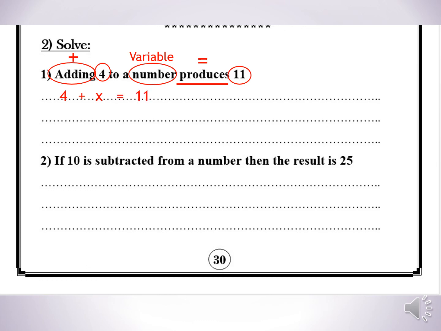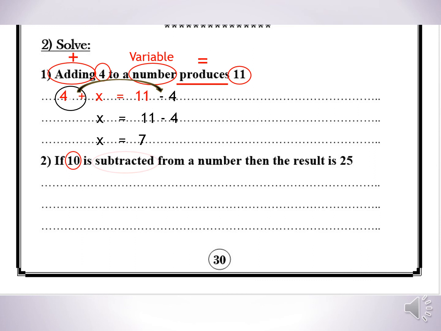So I change it now to an equation. And then I will solve it. Send 4 to the other side with the opposite sign, so it will be minus 4. So x will be 11 minus 4, so x equals 7. In number 2, if 10 is subtracted from a number, then the result is 25.